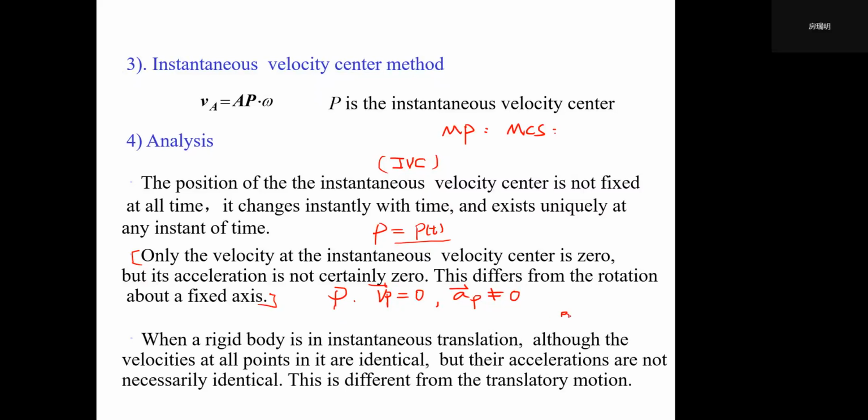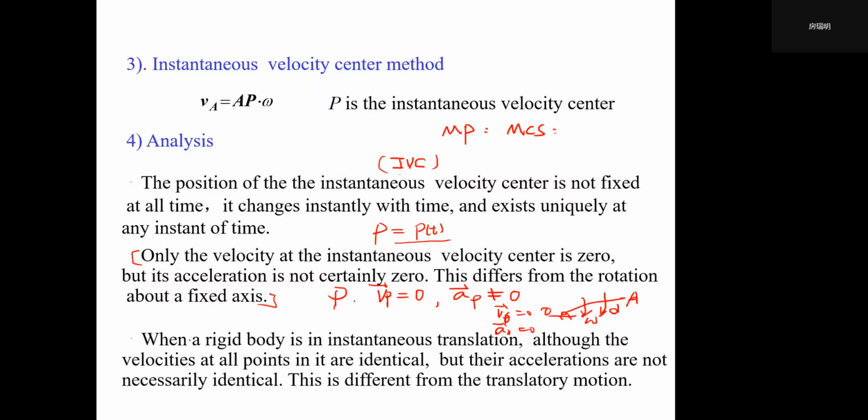If we have a bar like OA, and it rotates with omega and angular acceleration alpha around point O, then at all times this point O will have VO equal to 0 and AO will always equal 0. Why? Because this O is always fixed, right? And here we are talking about the IVC. Actually, it is not fixed, right? It changes instantly with time. So that's the big difference between this IVC and the rotation center about a fixed axis, right?